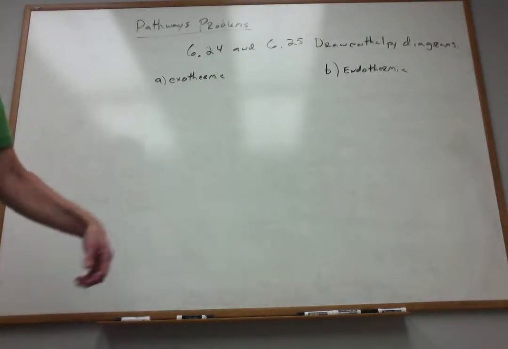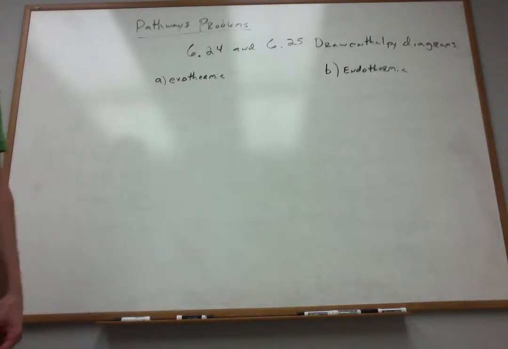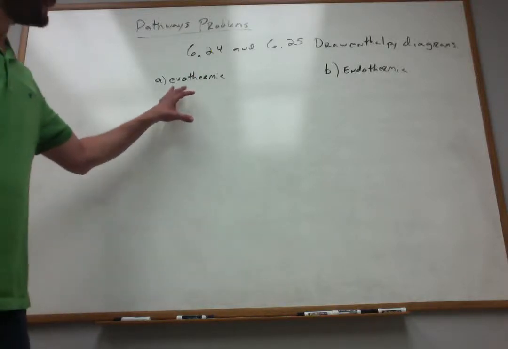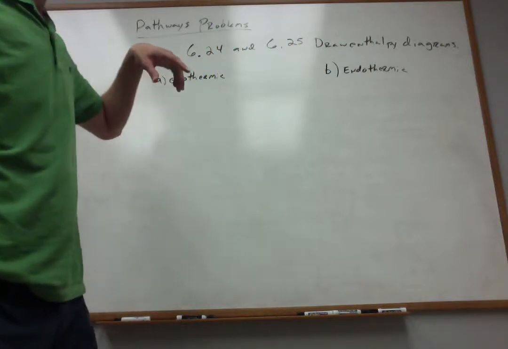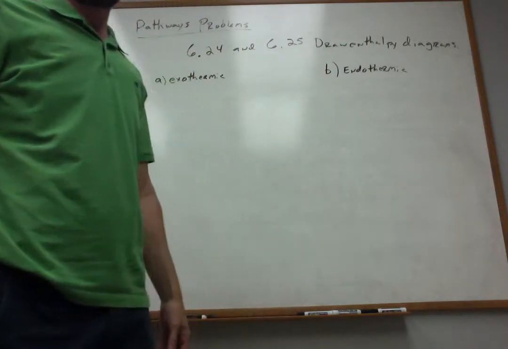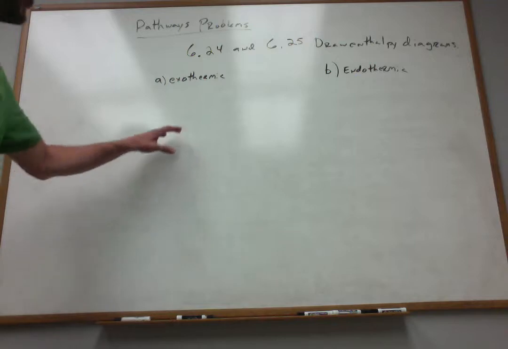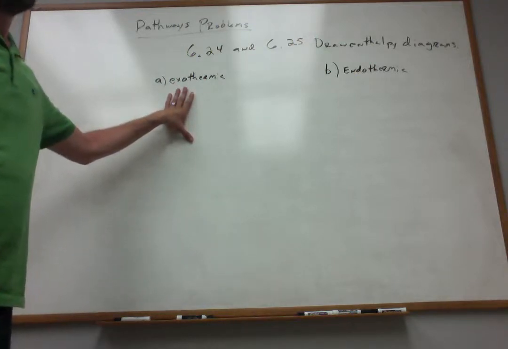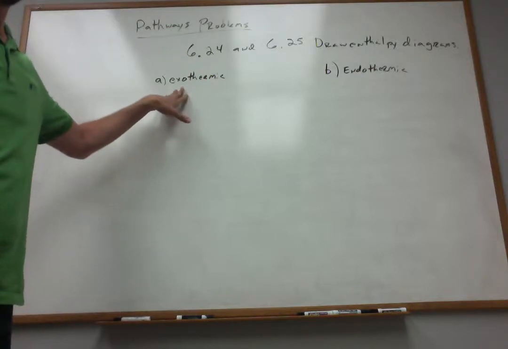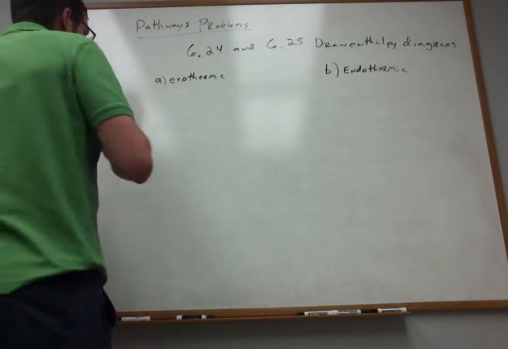All right, let's talk about 6.24 and 6.25 from the end of chapter questions. This is a sort of a conceptual problem. It asks you to draw enthalpy diagrams for either an exothermic process, I believe that's 6.24, or an endothermic process, that's 6.25. So an exothermic process is when a reaction or some physical process occurs that essentially releases heat to the surroundings, okay?